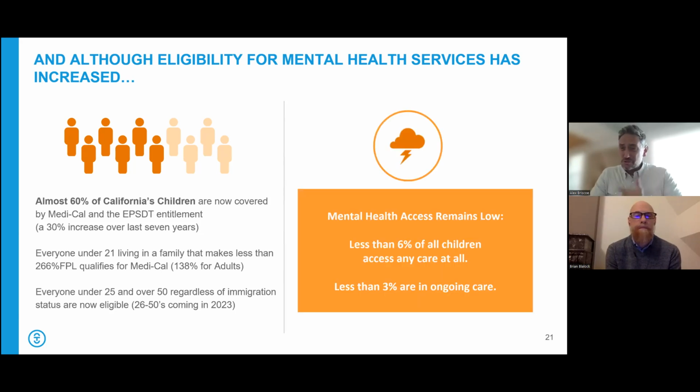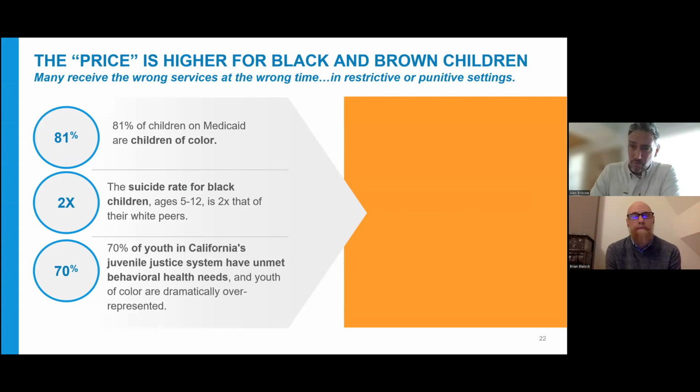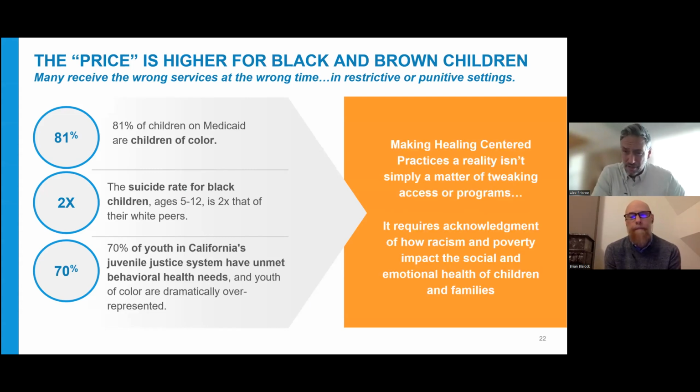But we continue to struggle to get access to care. Less than 6% of all children receive anything at all, and less than 3% are in ongoing care. And if you don't disaggregate this data by race, you're missing the point. 81% of children on Medi-Cal are children of color. The suicide rate is 2 times higher for Black boys than it is for white boys. And we all know the nexus of the juvenile justice system and the failed children's mental health system.